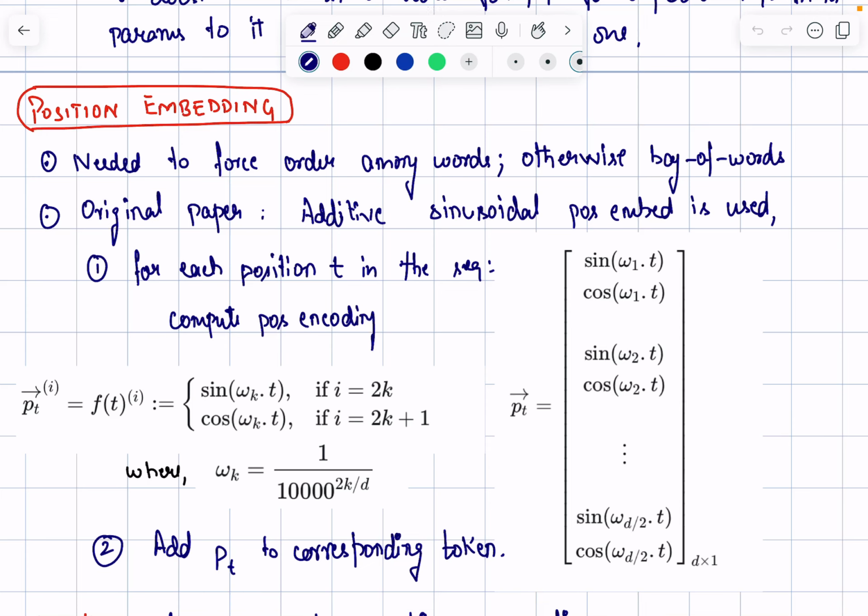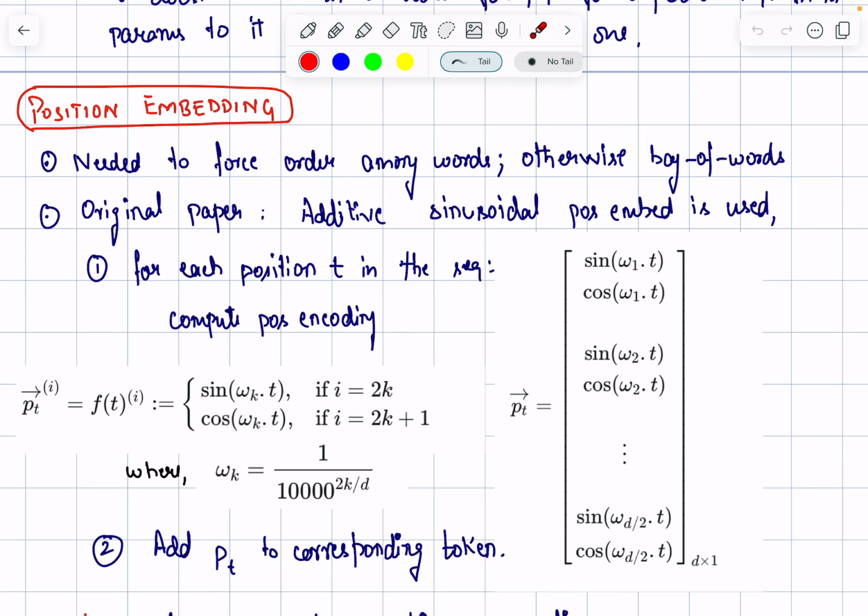Hello everyone. Today is day 4 of the 75 Hard research challenge and I'm going to talk about what I did on day 3, right? So in day 3 what we did is that I studied something called positional embedding.